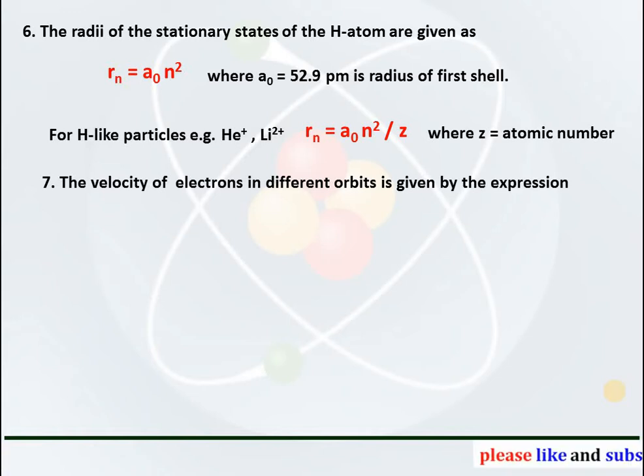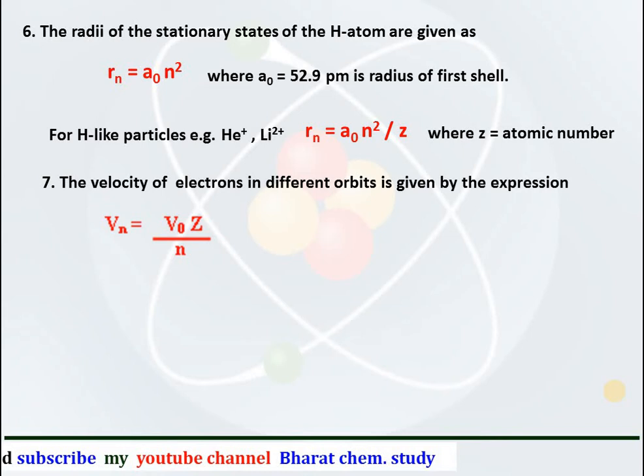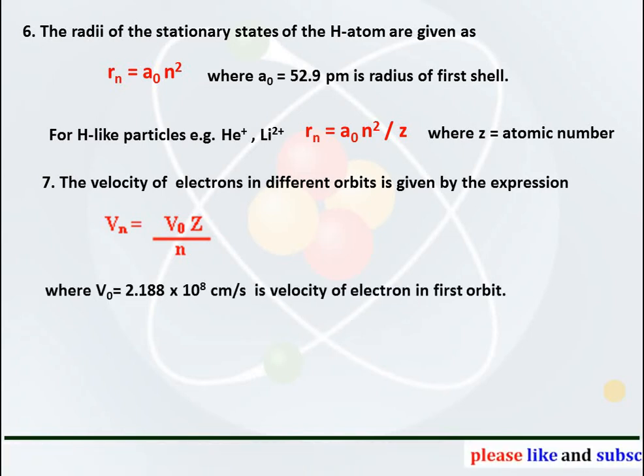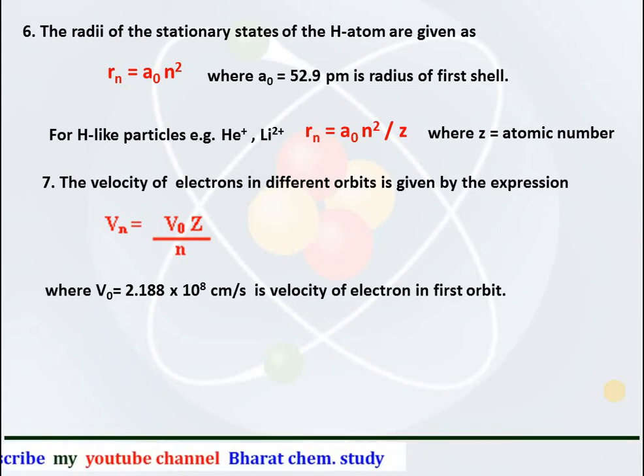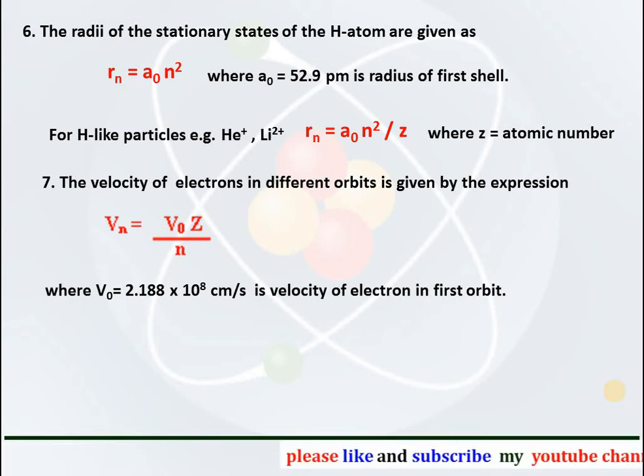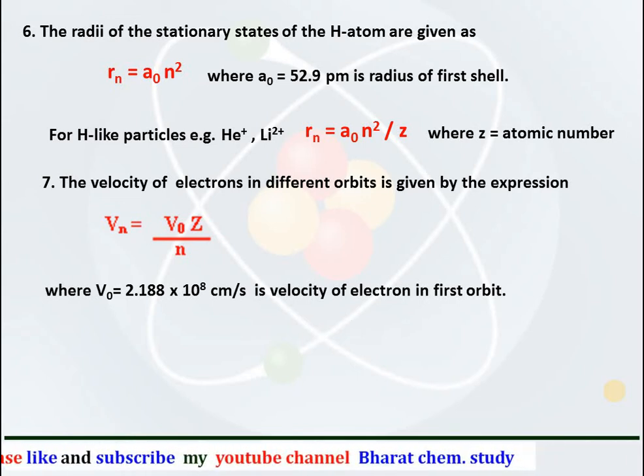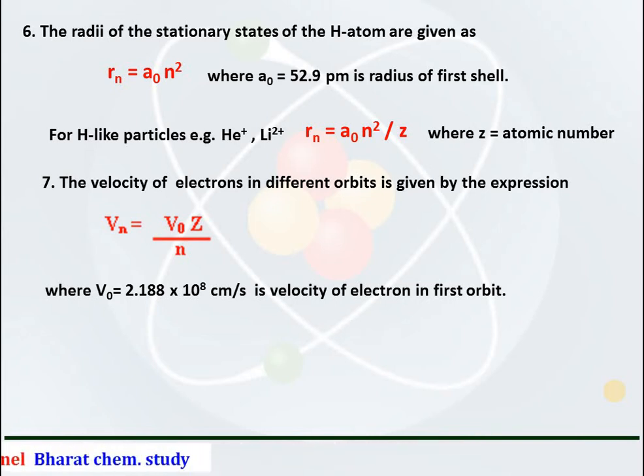The velocity of electron in different orbits is given by the expression according to Bohr that vn is equal to v0 into Z upon n, where v0 is equal to 2.188 into 10 to the power 8 centimeter per second, the velocity of electron in the first orbit. So these are the main formulas or main points given by Bohr about his model of atom.